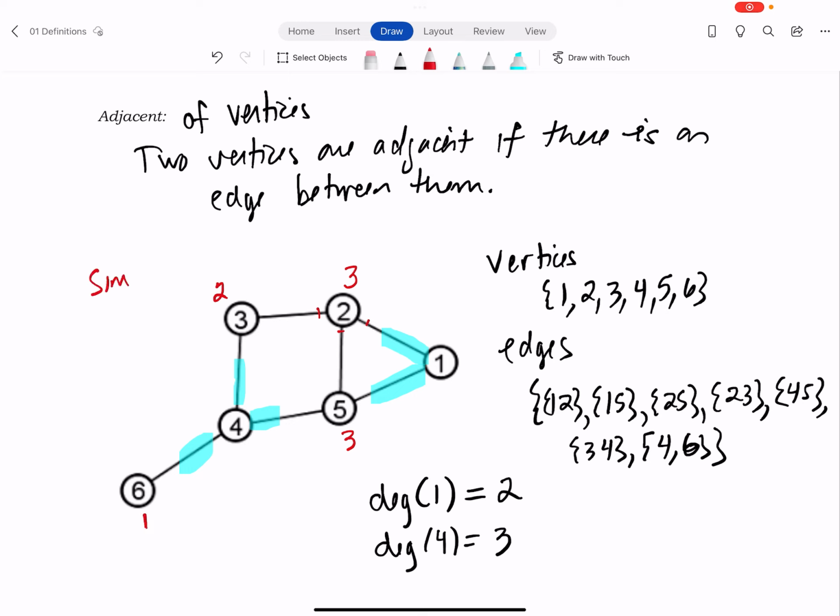This is a simple graph. There are no arrows on the edges to tell us which direction they go in. There are no loops, and there are no multiple edges, duplicate edges.